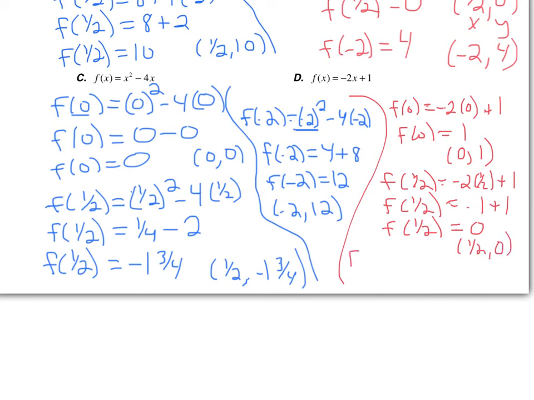And then last, I have f of -2. And so we don't have negative 2 minus 2, it's negative 2 times negative 2. Make sure you're using parentheses. Negative 2 times negative 2 is 4 plus 1. So that would mean my f of negative 2 equals 5. And again, that point would be negative 2, 5.